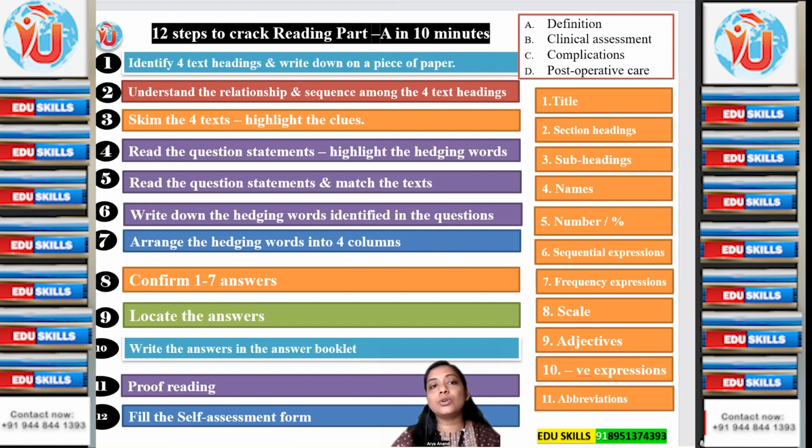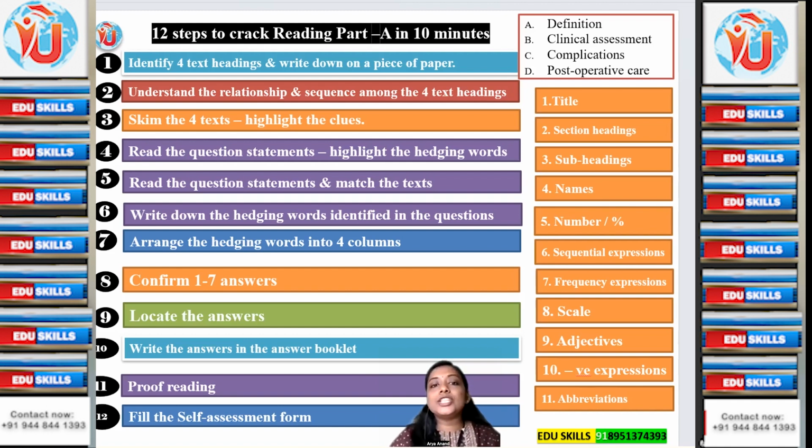For example, if today's topic is total knee replacement, and the heading is not there, and in the first paragraph they have mentioned the definition, then definitely you can name it as definition. Like that, you can read and you can give a sequence.